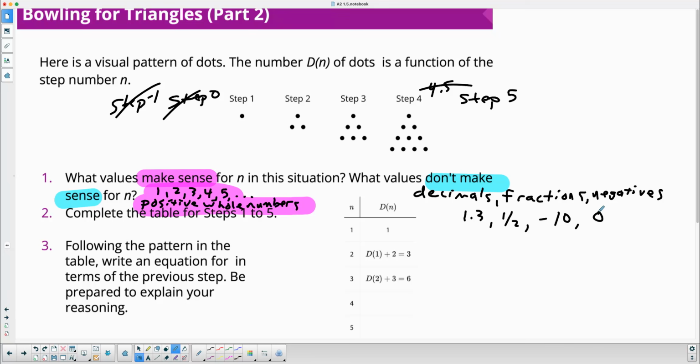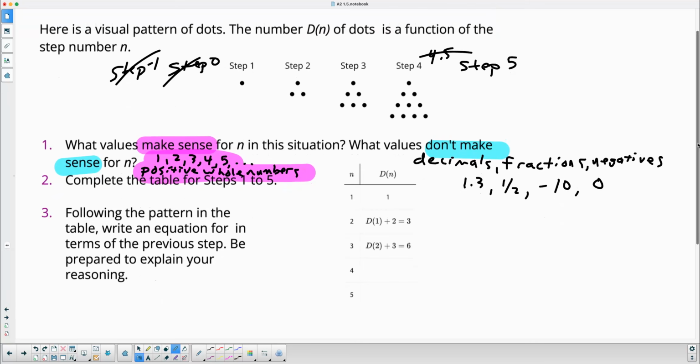All right, so let's complete the table. So you could just count the dots. So step 4 is going to have 10. Step 5, we know that we're going to add 5, because for step 5 we're going to add a row of 5 dots to the previous picture, okay? That picture is going to go right there. So really, I'm going to add 5 to this.